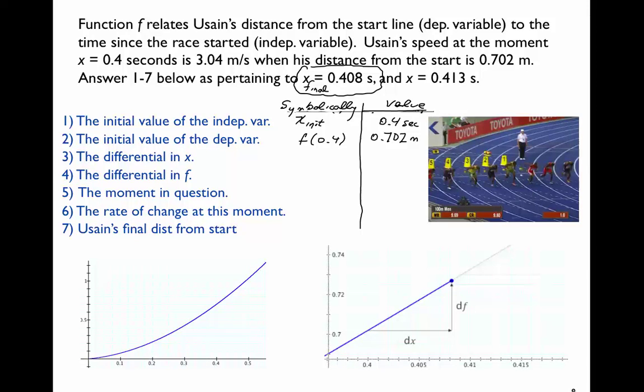Where do we see that on the graph? Where do we see this f of 0.4 equals 0.702 on the graph? Oh, over here. I'm sorry, I should have said here. Right there. F of 0.4. 0.702. That's where we see f of 0.4.